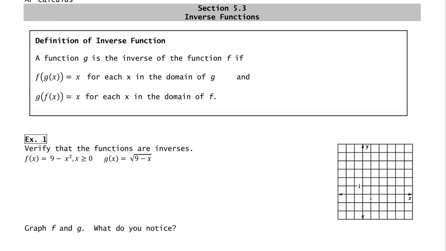Okay, guys, on to 5.3, inverse functions. So remember, this is in Unit 2 because we're still dealing with derivatives and their rules. So we're going to look at another rule today.